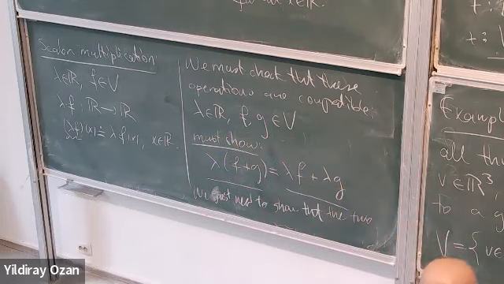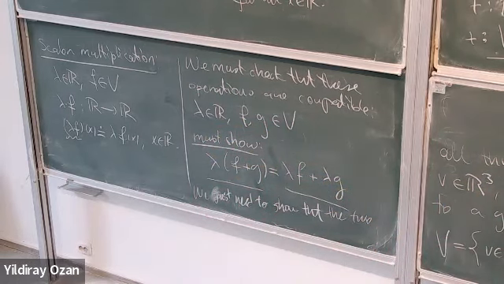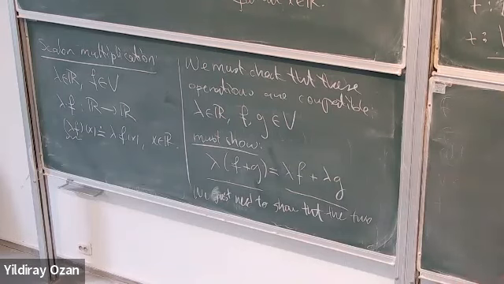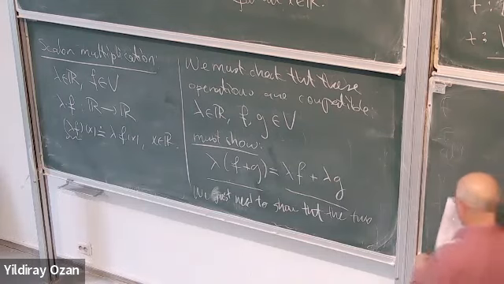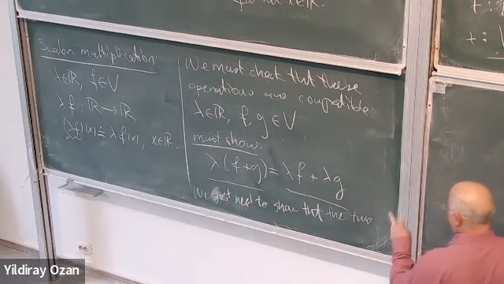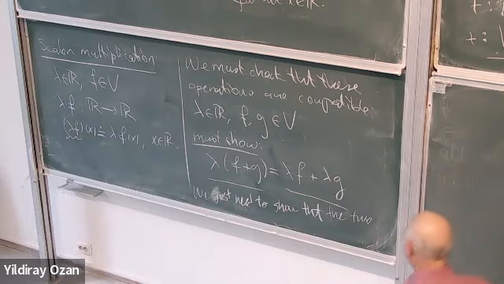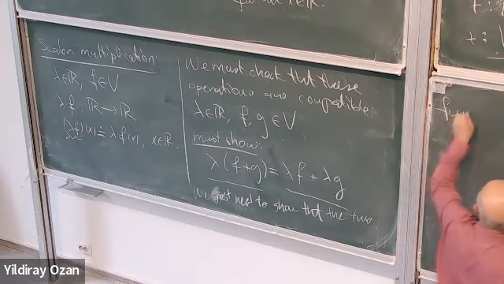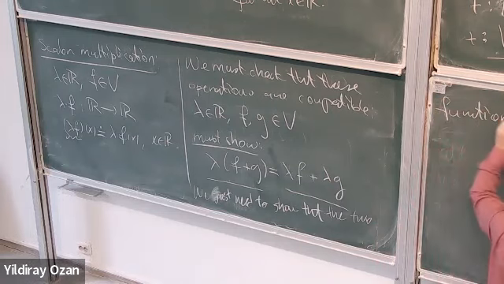Let me read this part. I am closely following the book, so if you miss something, you can consult the book also. Show that the two functions agree at each x in R.